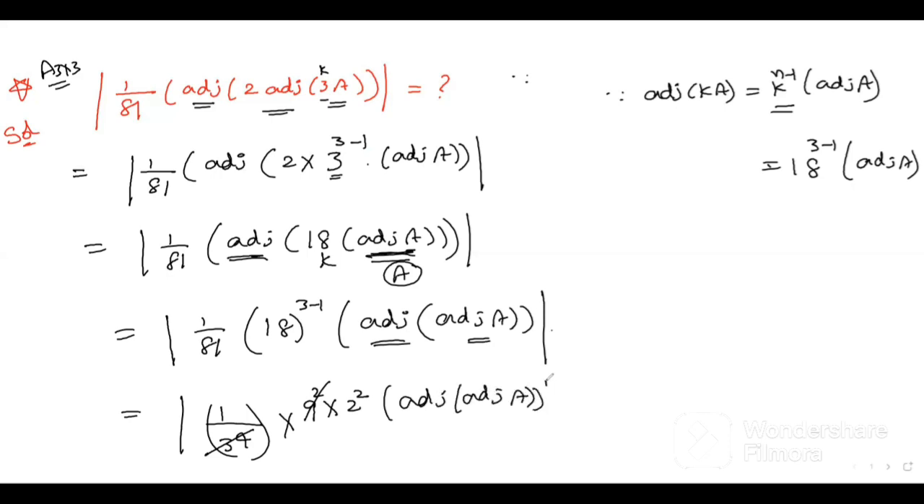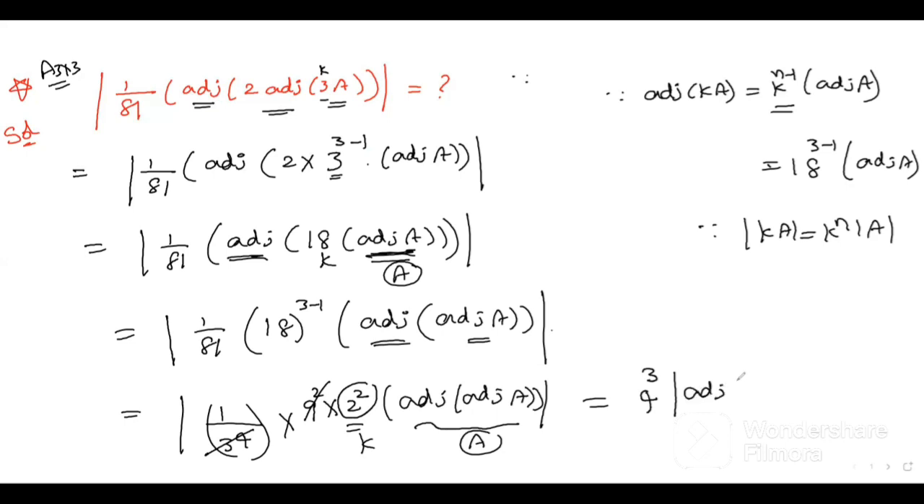Okay, we have one formula, det of KA is equal to K to the power n into det of A. Here, let us take adjoint of A. The K value, how much value? 4. Now applying the formula K to the power n, 4 to the power n. N value, how much value? 3, into adjoint of A.